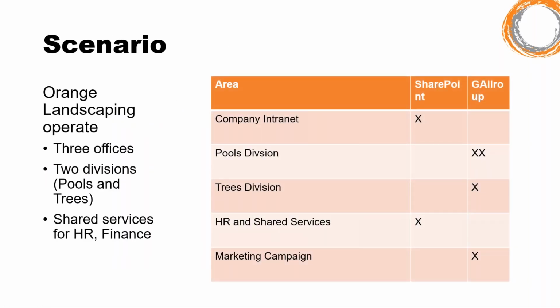Let's have a look. Orange Landscape operate three divisions, and they have three offices, two divisions, and a shared services for finance and HR. So some scenarios you could think about there: for a company intranet, you could use SharePoint. For the pools division, they might like to use groups. For the trees division, they could use groups. For HR and shared services, where it sits across the organization and you want to control permissions tightly, SharePoint would be ideal. And for a marketing campaign, groups could be a good option. But it will be a blend of both.